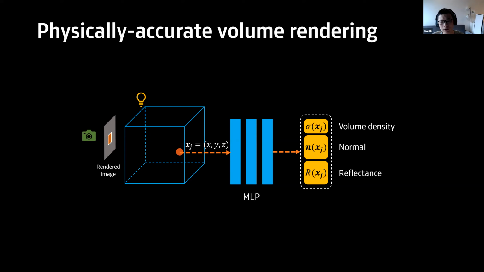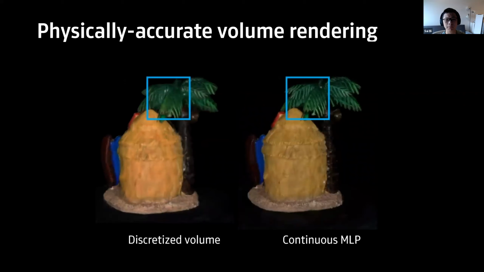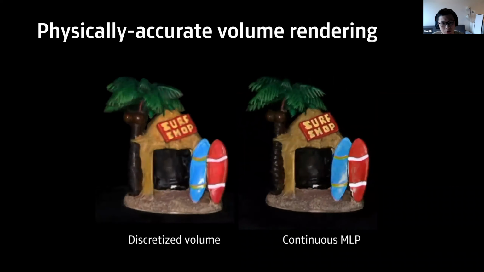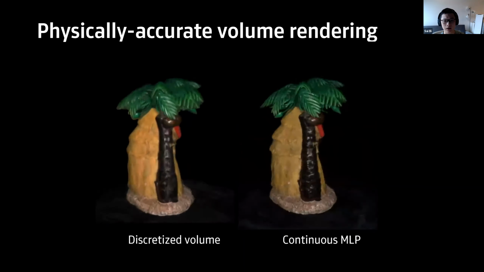Such a formulation enables us to perform ray marching with different step sizes and allows us to do adaptive sampling in 3D space. Here we show a comparison between our results with the discretized volume and a continuous MLP representation. From the result, we can see that our MLP representation can more accurately recover the details on the textures and the geometry structures, such as the leaves in a tree.